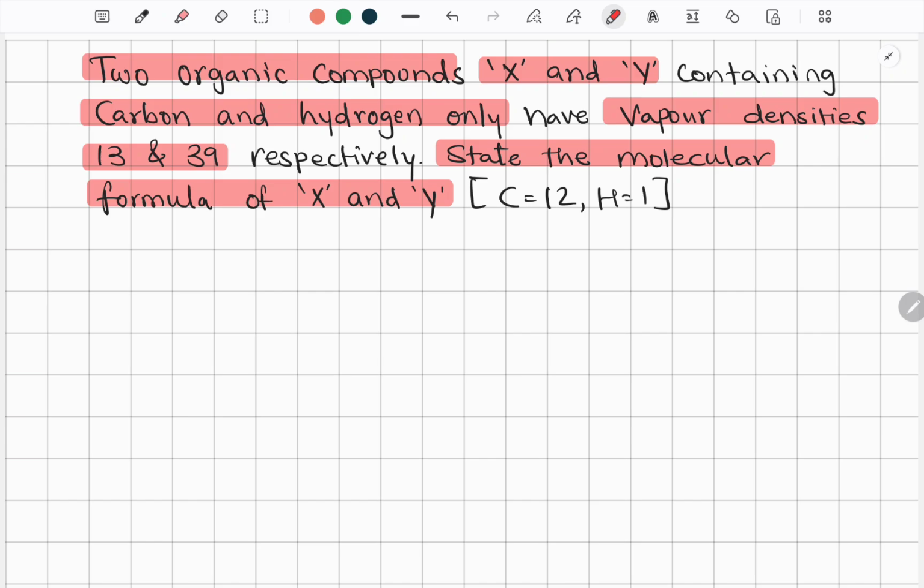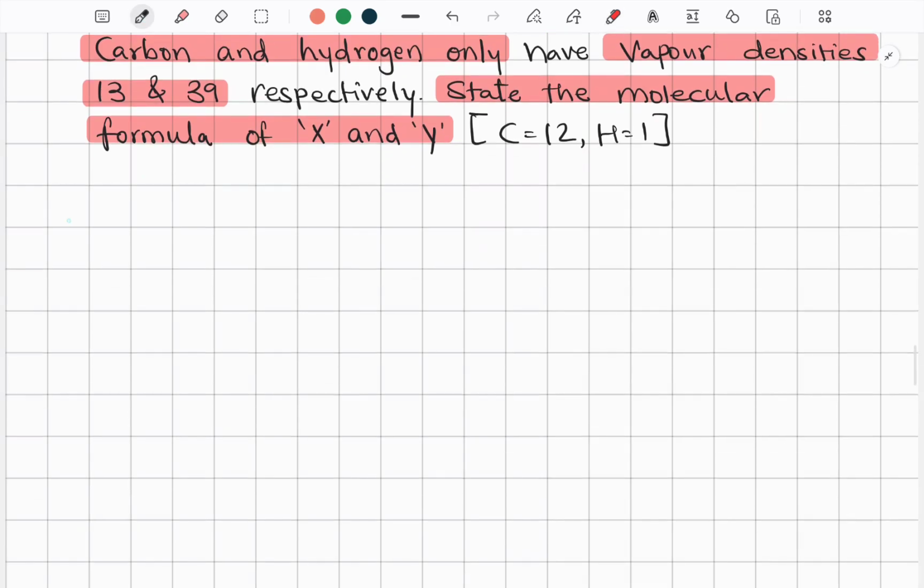This question is first of all a little bit tricky because it says that there are two organic compounds X and Y containing carbon and hydrogen only, and it is given the vapor densities of both the compounds X and Y, which is 13 and 39 respectively, and they are asking us to find the molecular formula of X and Y. Now you would say that it's simple, vapor density is given, so 2 into vapor density is molecular weight. Here it's molecular weight, and we have to calculate the molecular formula. So let me explain how you can calculate the molecular formula in this type of question.